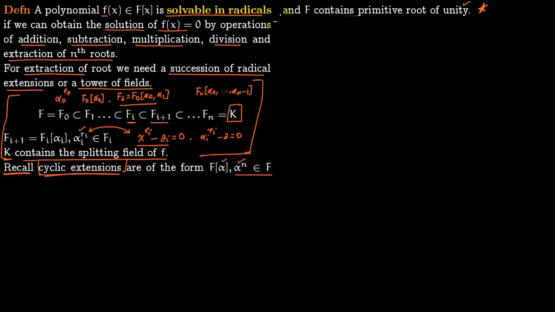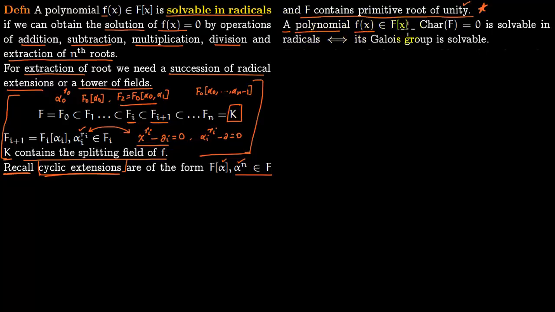So the big theorem which we want to prove in the next few lectures is this. A polynomial f over a field F, where the characteristic of this field F is 0, is solvable in radicals if and only if its Galois group is solvable. So this is what we want to prove. Now let us see its application for insolvability of a quintic.